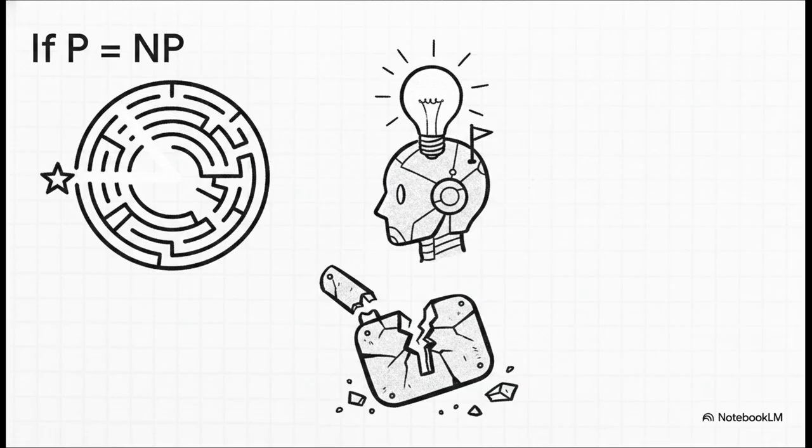The encryption keeping your bank accounts safe, your private messages secure, basically the entire architecture of the internet, it all relies on the assumption that some math problems are just fundamentally hard to solve. If P equals NP, that core assumption shatters entirely, and our digital security systems could unravel literally overnight.